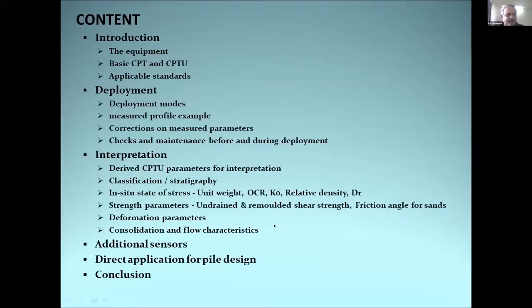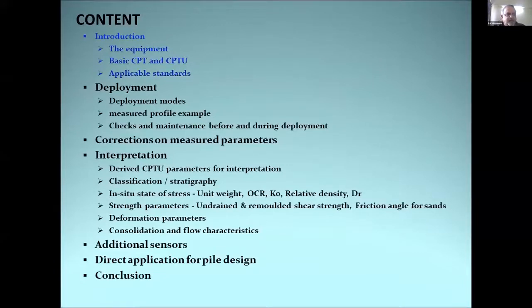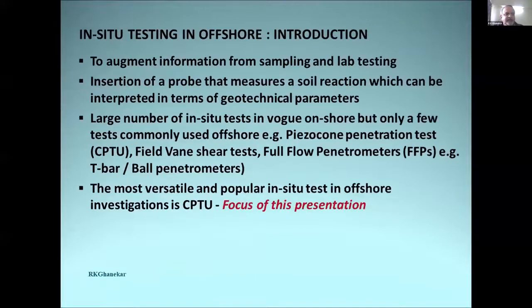The content of my presentation would be introduction, deployment, interpretation, additional sensors, and direct application for pile design. Coming to introduction, as we know, in-situ testing is to augment information from sampling and laboratory testing, and it involves insertion of a probe that measures the soil reaction, which can be interpreted in terms of geotechnical parameters.